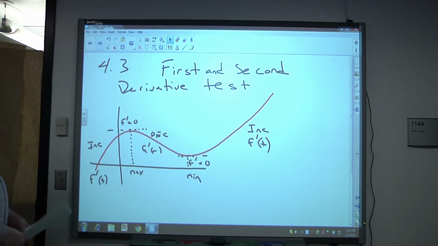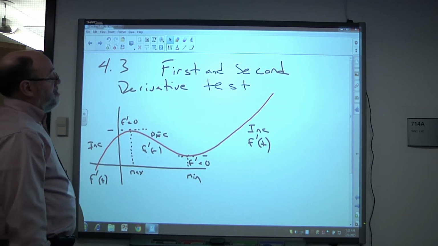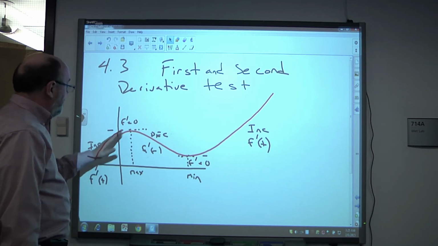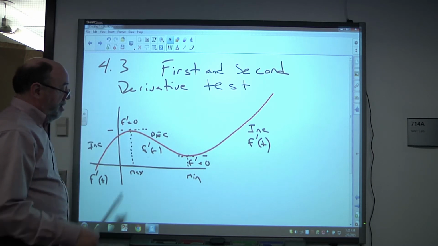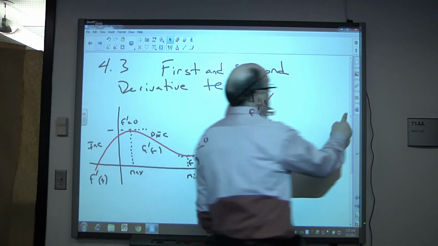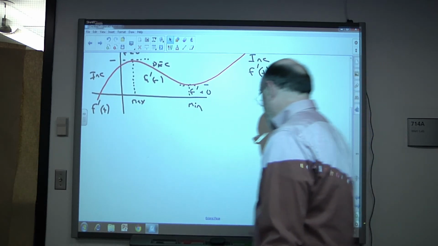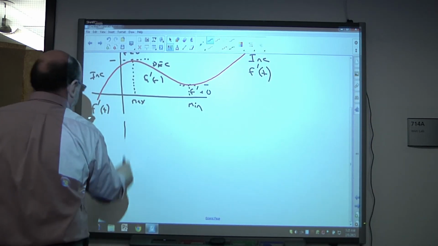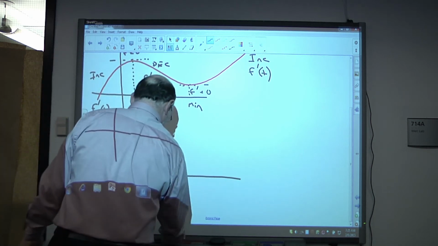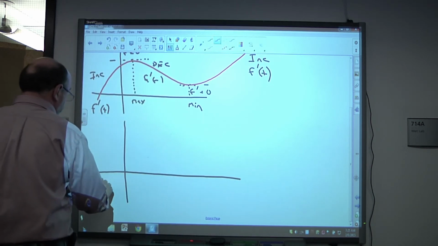The other thing here, so that's what we get from the first derivative test. The second derivative test tells me something about the curve. Right? And so let's draw this again without all the other stuff in there. And let's just look at the shape of the curve. So my curve again looks something like this.